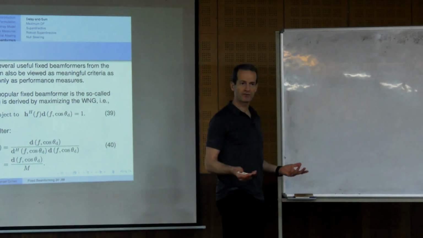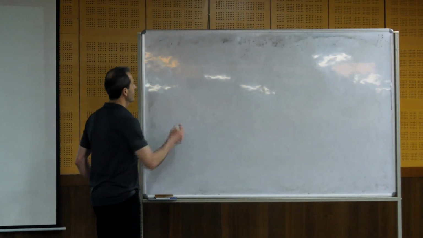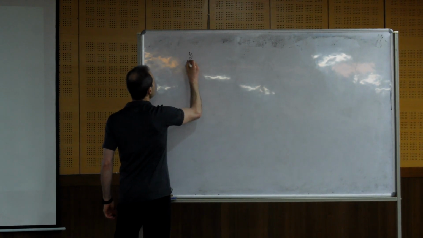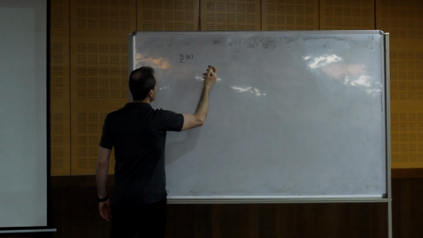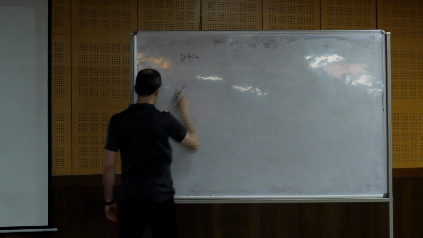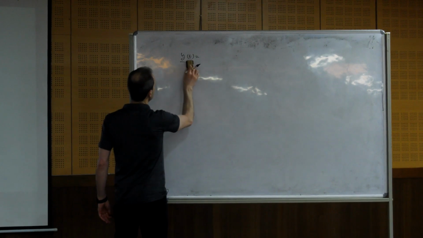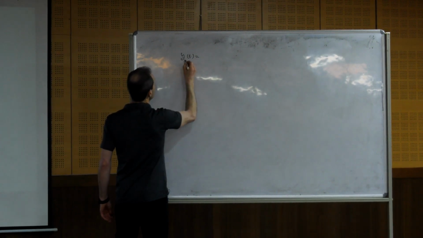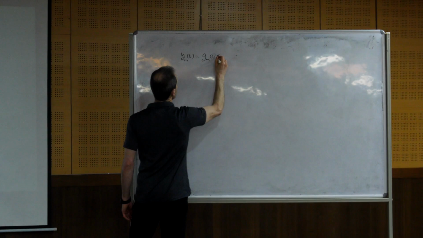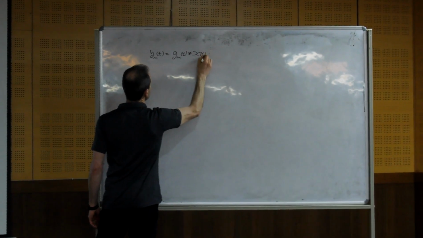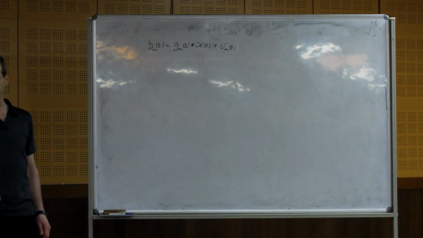Talk about array processing. If we have an array of multiple sensors, M sensors, this is a very simple model. So we have something like that: y(t) equals... In the time domain, we can also work with convolution. So y_m(t) will be g_m(t) convolved with the desired source plus v_m(t). So this is the model in the time domain.